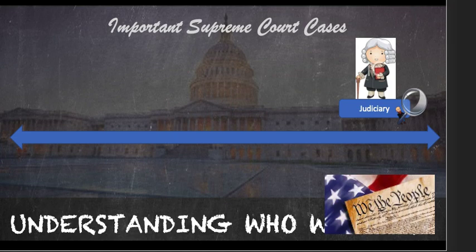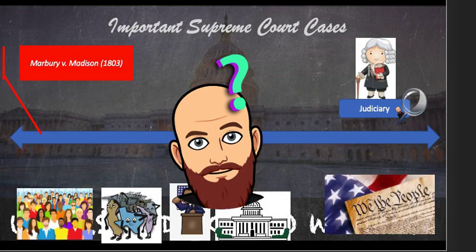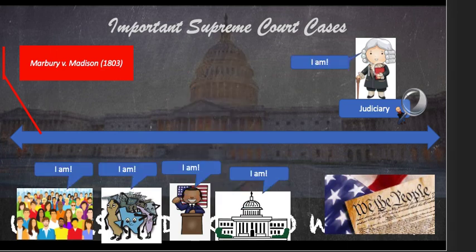The first case that we need to be aware of is called Marbury versus Madison in 1803, and this was basically the first case that asked the question of when different people disagree on what the Constitution means, who decides what it means? And the Constitution doesn't specifically say that the Supreme Court of the United States is the ultimate decider. It's sovereign over those things. And Marbury versus Madison argued that was the case.